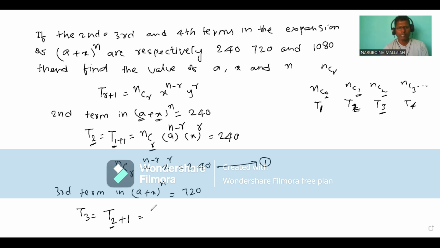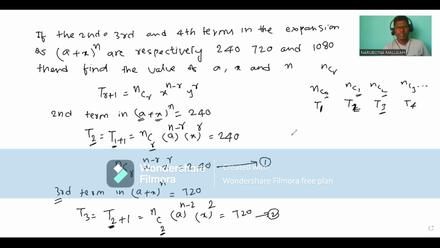Now, the nCr value is nC2. For the third term, the r value must be less than 3, less than 3 by 1. So first term a, second term x. Subtract this 2 from n: n minus 2. Write this 2 on the x. This is equal to 720. Okay, this is the second equation.